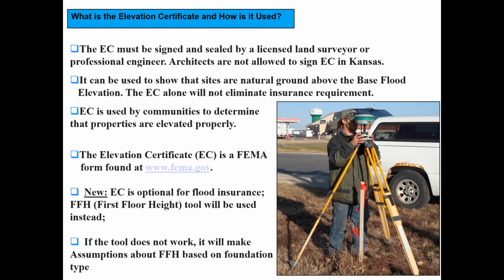So we're looking at the first floor height nowadays, which under Risk Rating 2.0 is your first lowest floor above the adjacent grade. The risk rating engine has its own first floor height tool that will be used to determine that height. And if that doesn't work, they can make assumptions about your first floor height based on what kind of foundation type you have. So if people aren't happy with those numbers, they have the option to submit an elevation certificate.